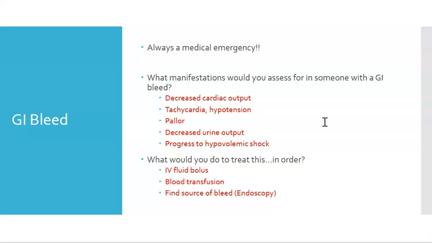So manifestations are going to be decreased cardiac output, tachycardia, hypotension. So remember, blood pressure goes down, heart rate goes up. They're going to look pale. Remember, with darker skinned people, you need to look at the mucous membranes. You can kind of look at the sclera here, and this can quickly progress to hypovolemic shock.